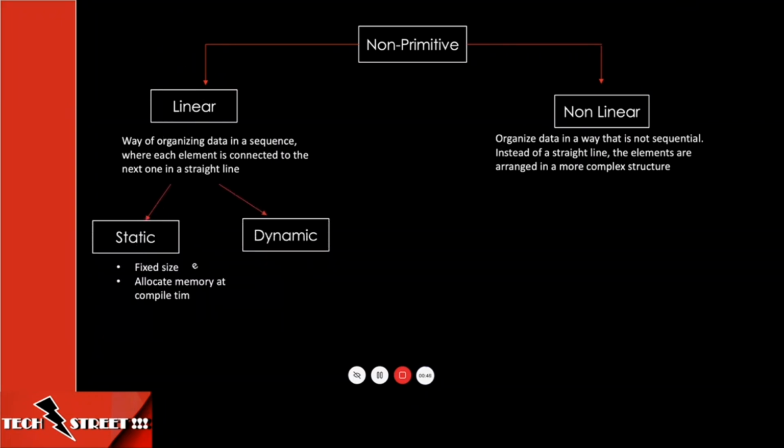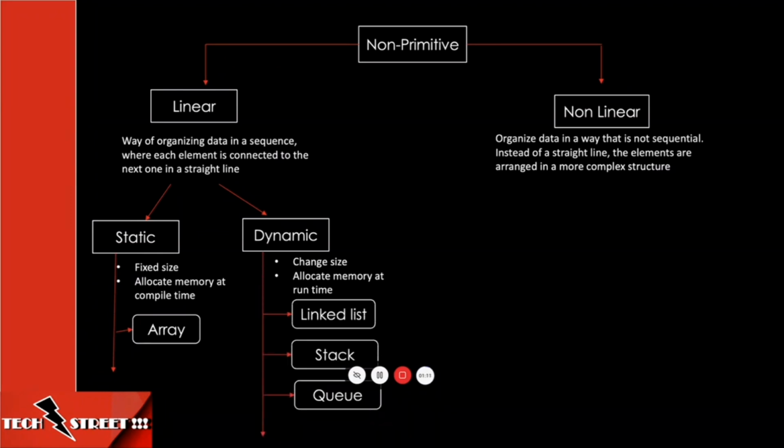This linear data structure is divided into two types. The first one is static and the other one is dynamic. The static data structure is of fixed size and allocates memory at compile time itself, whereas a dynamic data structure is not of a fixed size, it varies, and it allocates memory at runtime. Examples of static data structure are array, and examples of dynamic data structure are linked list, stack and queues. Whereas examples of non-linear data structure are trees and graphs. Let's look into them in detail. Let's start with linear data structures.